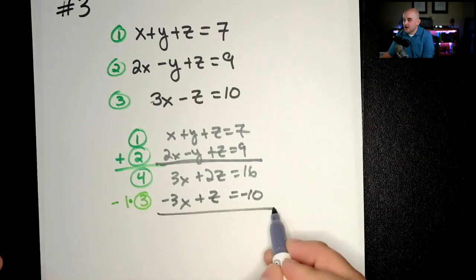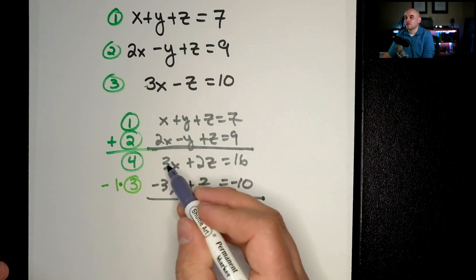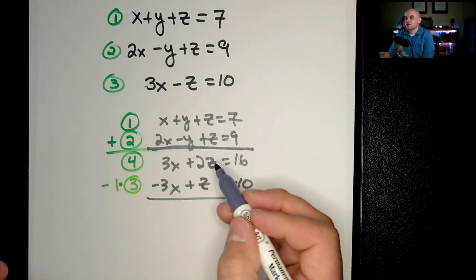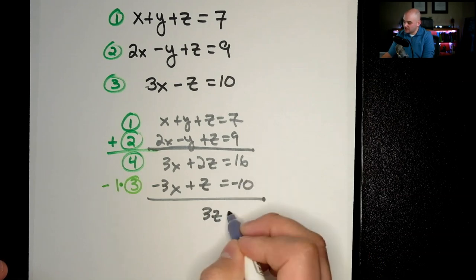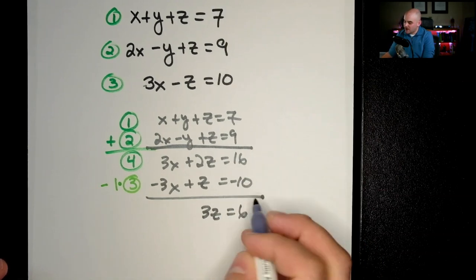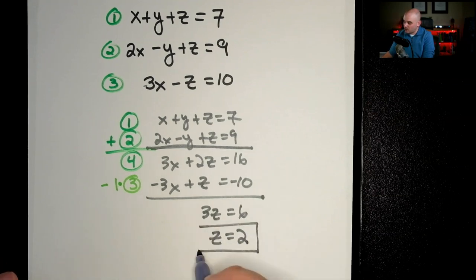So when I add these, the -3x and 3x will cancel out. 2z plus z is 3z. And 16 minus 10 equals 6. Divide both sides by 3, I get z is equal to 2. So there's one answer right there.